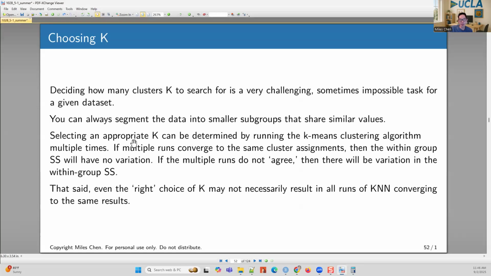If you have the computational resources to run k-means clustering multiple times, and if multiple runs converge to the same cluster assignments, then as you look from one run to another, the within group sum of squares will have no variation or very little variation. On the other hand, if the multiple runs don't agree and you're getting wildly different results every single time, you're going to have a lot of variation in these within group sum of squares.